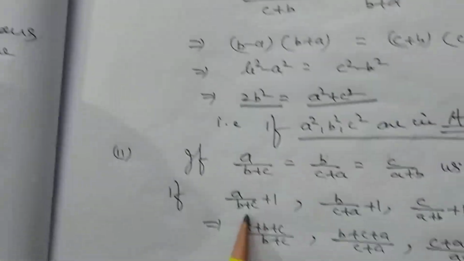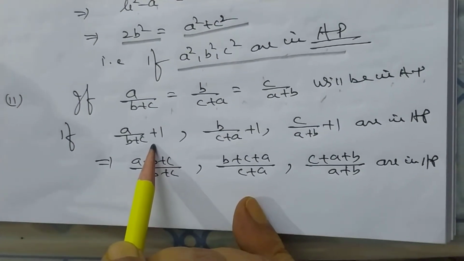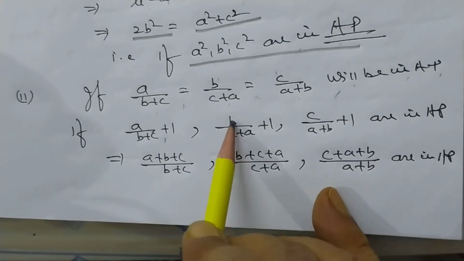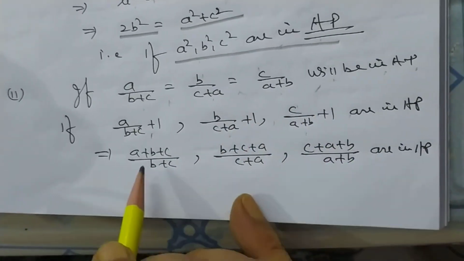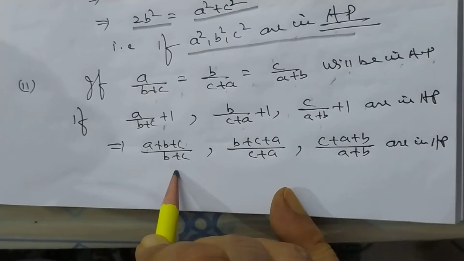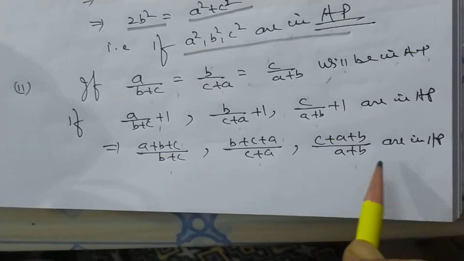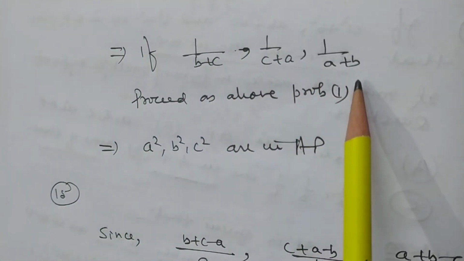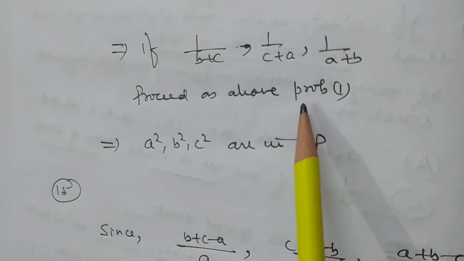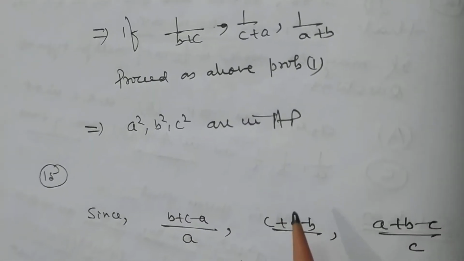My dear student, this is in AP. So we add 1 to each term: A by B plus C plus 1, B by C plus A plus 1, C by A plus B plus 1. And it will be A plus B plus C by B plus C, B plus C plus A by C plus A, C plus A plus B by A plus B are in AP. That is, 1 by B plus C, 1 by C plus A, 1 by A plus B are in AP. Proved as above. So A square, B square, C square are in AP.